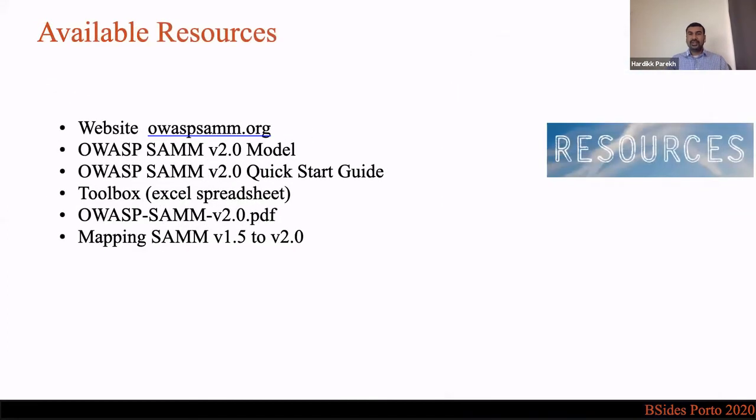Here are some of the resources which are available to get you started using SAMM 2.0. All these resources are linked to the OWASPSAMM.org website. So if you forget all these resources, just remember one website, which is OWASPSAMM.org, and everything is linked to that particular website. You don't have to remember anything; if you have to take one key takeaway from this, it is the OWASPSAMM.org website. There are lots of resources available over there, including the toolbox, what we call an Excel spreadsheet, which helps you create an assessment and build out a plan or roadmap for security improvements.